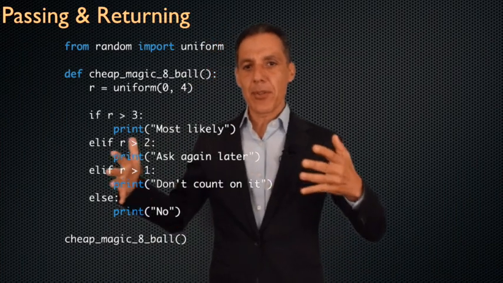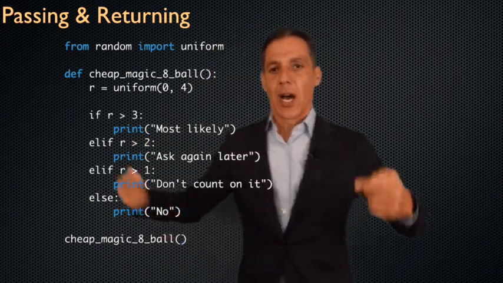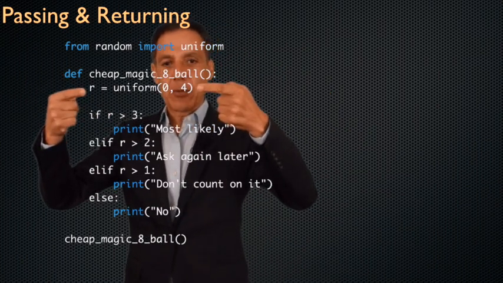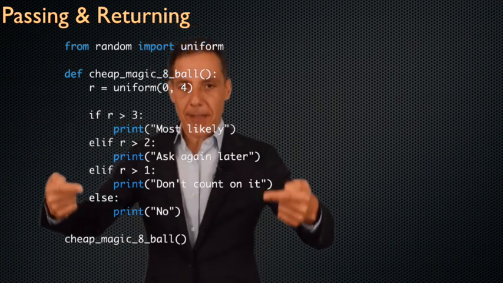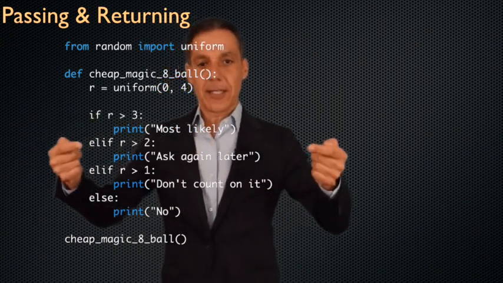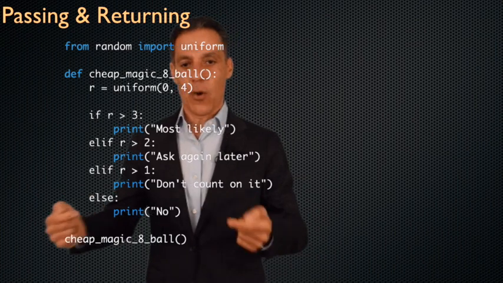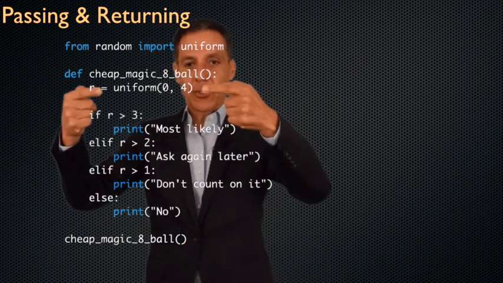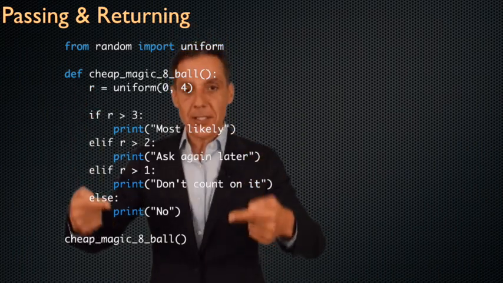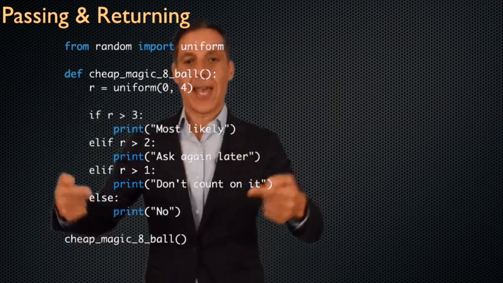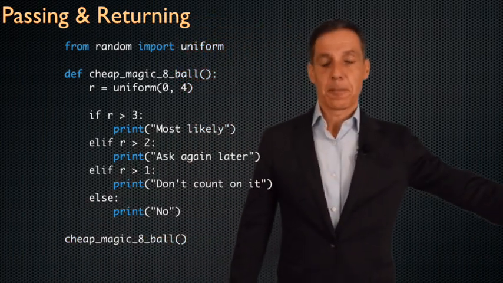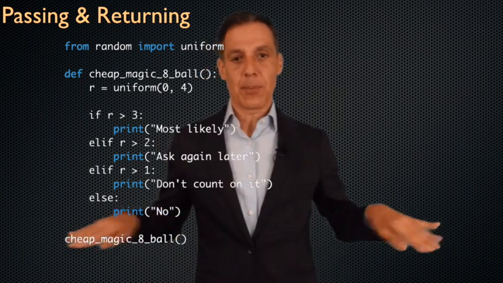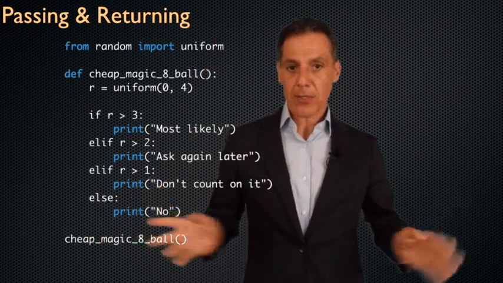All right, let's look at a couple more examples. So you may remember this. This is our magic ball code. We have a function called cheap magic 8-ball. We generate a random number between 0 and 4, and then depending on that value, we either print, most likely, ask again later, don't count on it, or no. And then here I'm going to call the function. So I call the function. It picks this random number. One of these lines of code in the if, elif, else ladder will print, and that will be it. Right? That print statement, that string, that text will show up on the output, and we are done. Okay? Nothing wrong with this. Perfectly fine code.